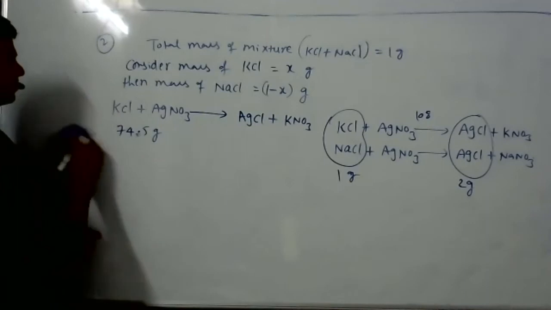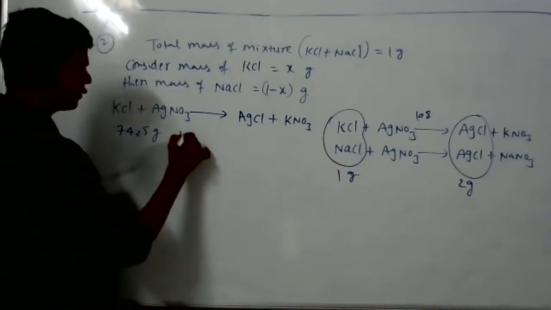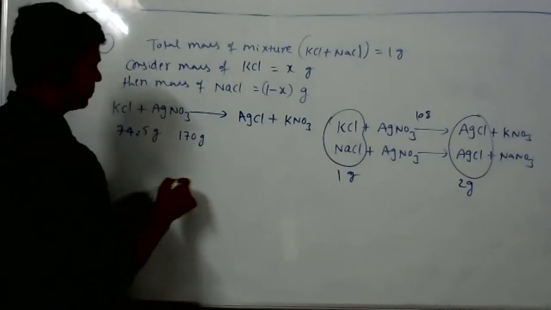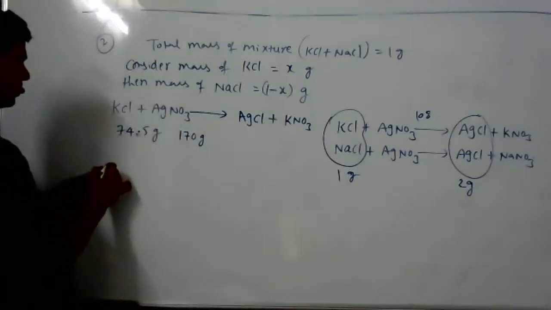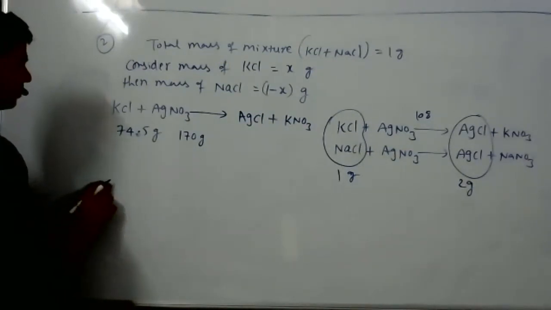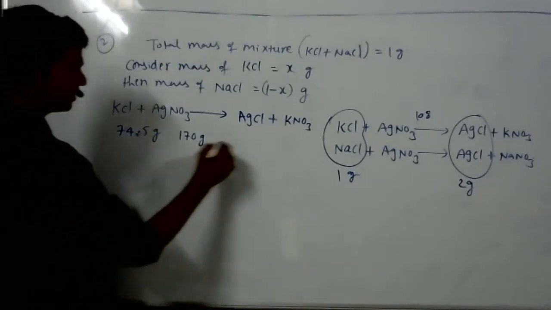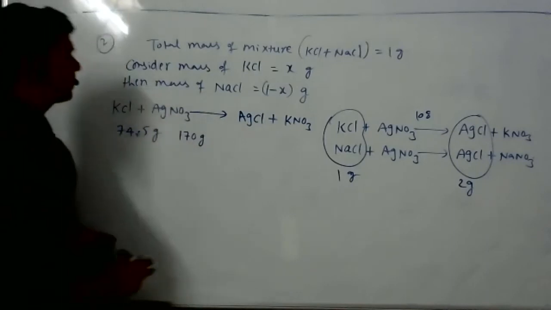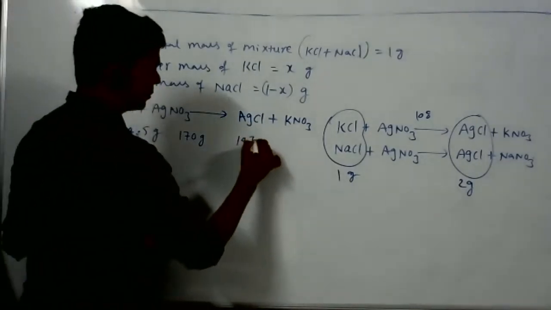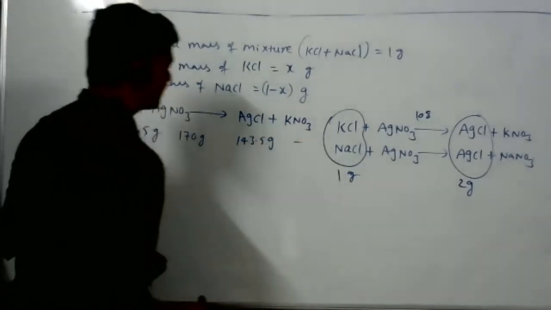Sir, 170. 170, correct? So this is the AgCl mass, 143.5. Leave it.